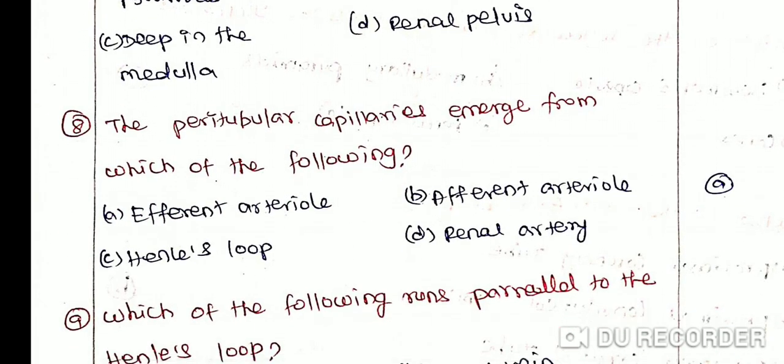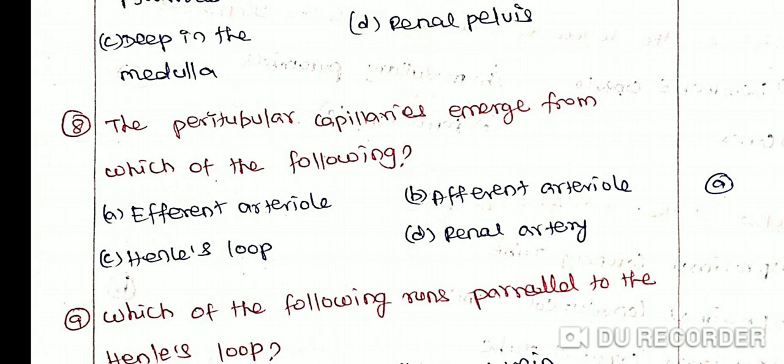The peritubular capillaries emerge from which of the following? Option A, efferent arterioles. Option B, afferent arteriole. Option C, Henle's loop. Option D, renal artery. The correct answer is option A, efferent arterioles.